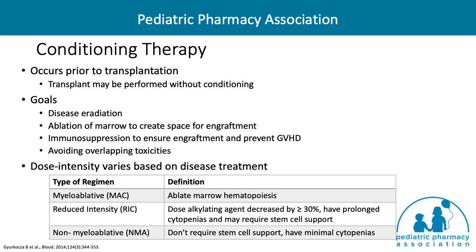Generally, it's defined as the dose of alkylating agent decreased by greater than or equal to 30%. And patients who receive RIC regimens have prolonged cytopenias, and they may require stem cell support. Lastly, we have non-myeloablative regimens, or NMA regimens, and these cause minimal cytopenias and don't require stem cell support.